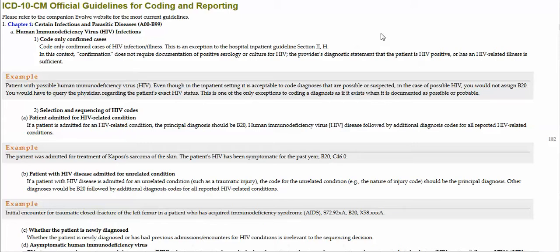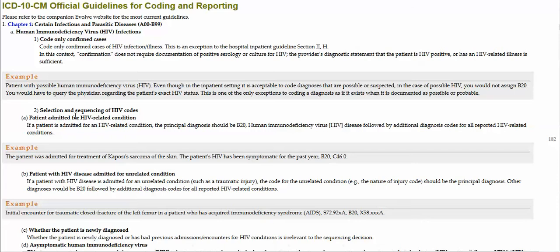Here we're not doing that. We do not do that. We do the exact opposite with HIV. All right? So if you look at the example, and I'm in your book on page 182. If you ever wonder where I am, I'm right here. This is where the pages will be. Patient with possible HIV or human immunodeficiency virus. So even though it would be acceptable for us to code something that says that it's probable or suspected, when we're talking about HIV, we do not, and we wouldn't code HIV. The code for HIV is B20. We would not code that. You would have to actually query the physician, okay?